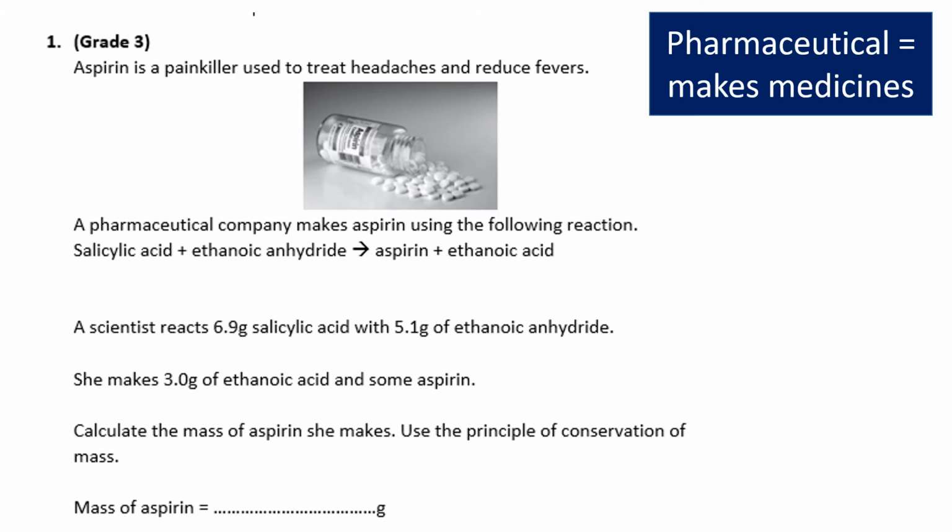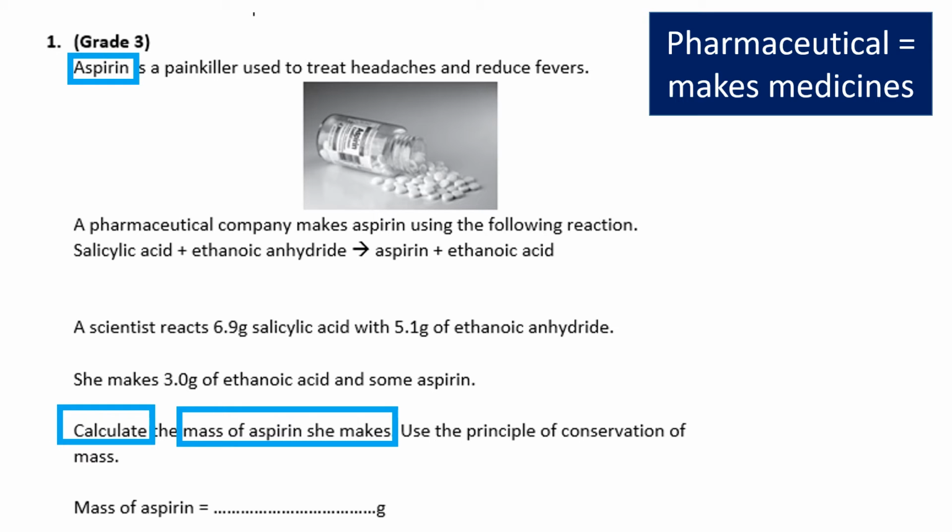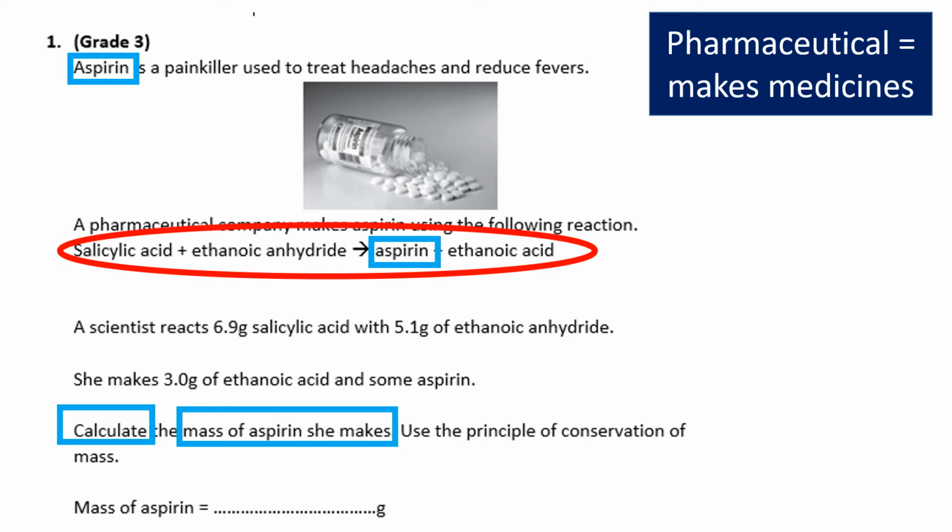Okay, so there's lots of information going on here. I suggest bugging the question. So my first command word here is calculate, and I'm calculating the mass of the aspirin. Okay, so I'm looking for the mass of the aspirin she makes. Now, where does it mention aspirin in this question? Well, it mentions it here. Aspirin is a painkiller used to treat headaches and reduce fevers. Well, that's not much help. It's just kind of informing me what we're doing. It mentions aspirin in the equation. I think that equation is going to be really useful.